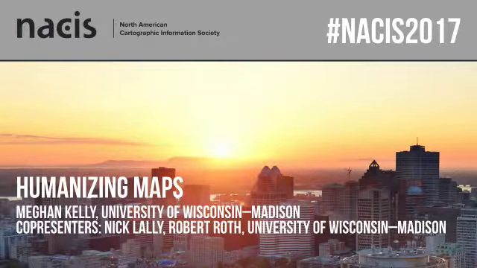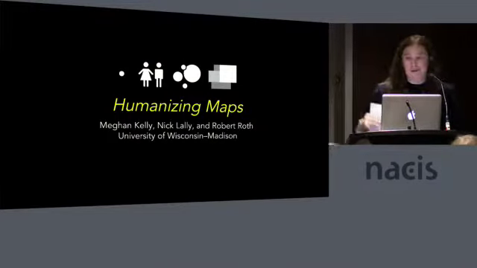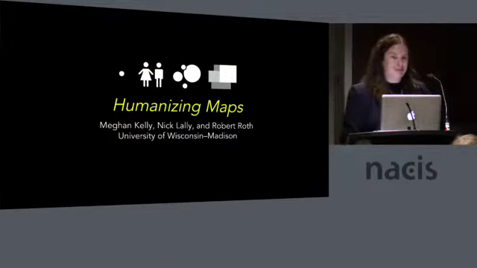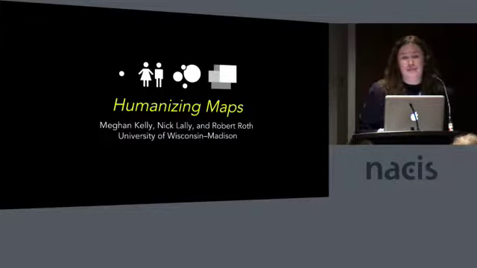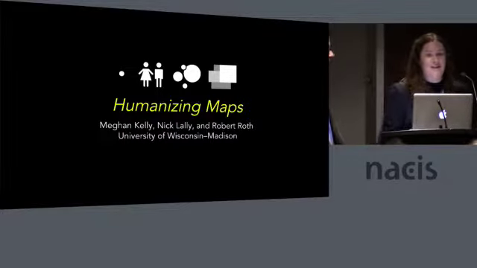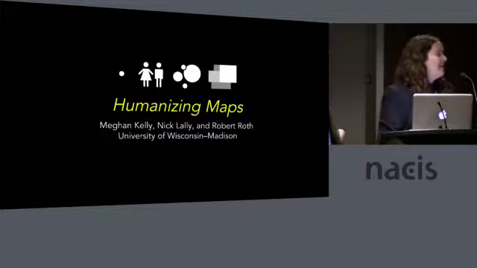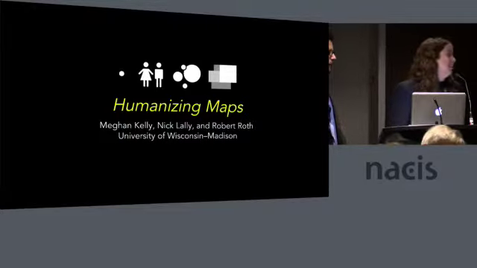I'm Meghan. This is Nick. We're two PhD students at the University of Wisconsin. Roth, who's my advisor and Nick's mentor as well, is also on this project. I would say this project is a result of putting two critical cartographers, geographers in a UI UX course at the University of Wisconsin. So we're really trying to merge theory and practice in this project.